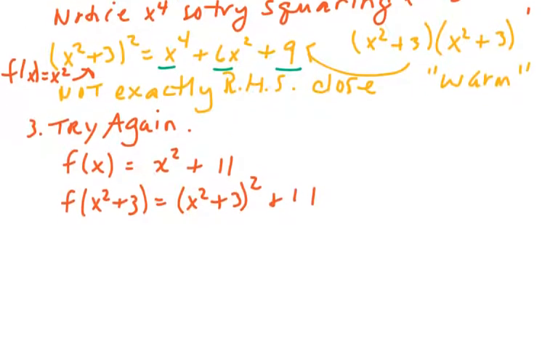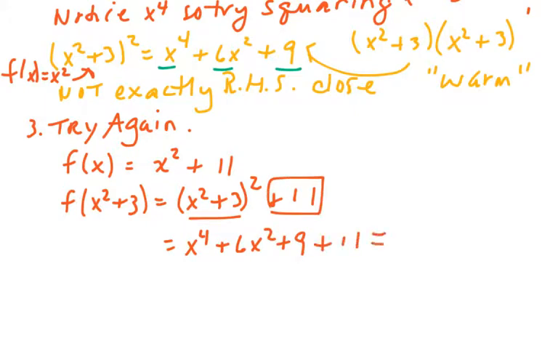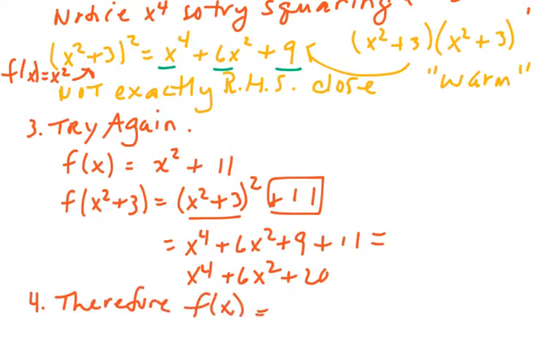Well, we already know what this is because we just worked it and expanded it. So this is simply x to the fourth plus 6x squared plus 9, and then I've got to add 11. So this now is x to the fourth plus 6x squared plus 20. So therefore, f of x must be x squared plus 11. And that's it for working backwards. First example. We'll try another one.